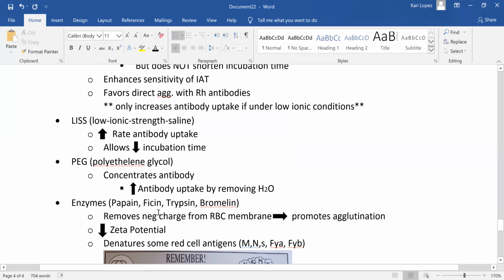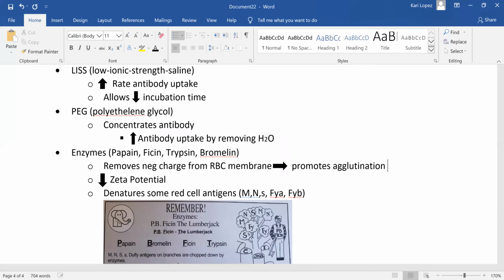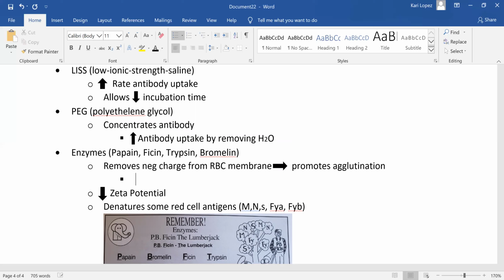And I think I included which enzymes are denatured, but I did not mention the ones that are enhanced. Okay.